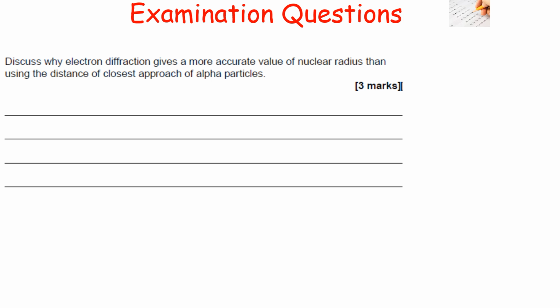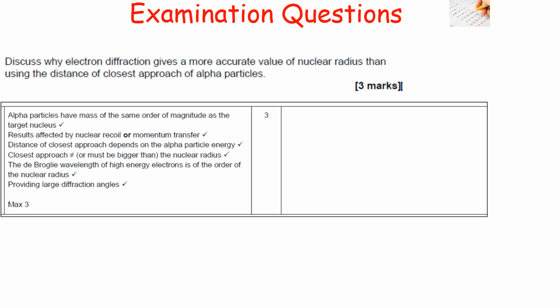Now, the important thing to note is that the most important idea is that the distance of closest approach depends on the alpha particle energy, because it's turning kinetic energy into electrical potential energy. So your value for your separation, R, which you just calculated in the previous question, is dependent on the actual kinetic energy of the alpha particle.